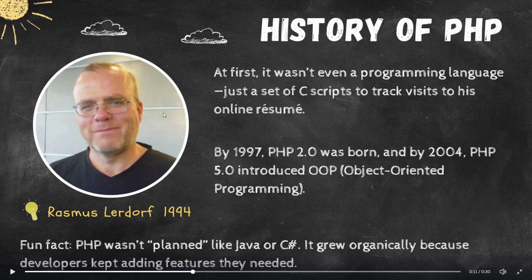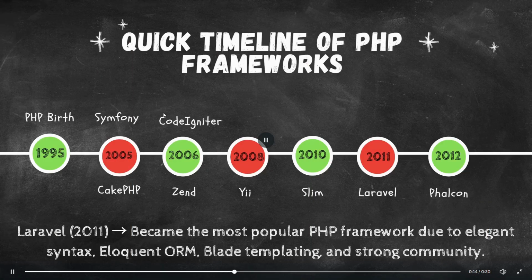A fun fact is that PHP wasn't planned like Java and C Sharp. It grew organically, like organic farming, no chemicals. Some scripts were introduced, then features were added to those scripts, and it became the most used language in the world, PHP. I think it's a very interesting fact.